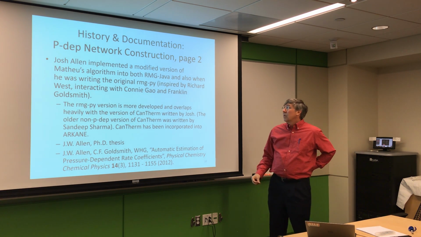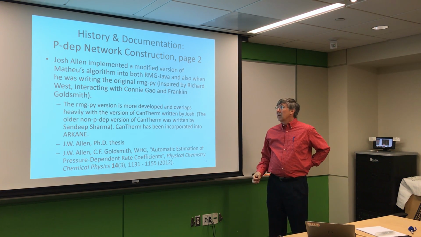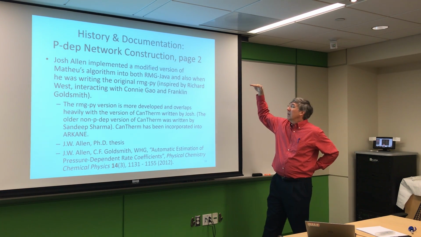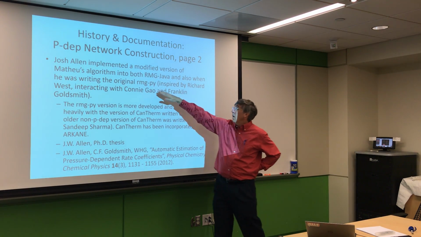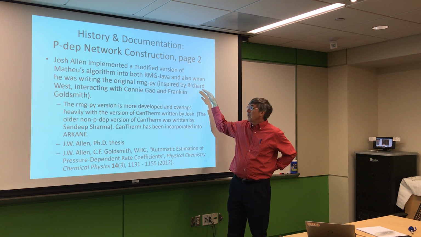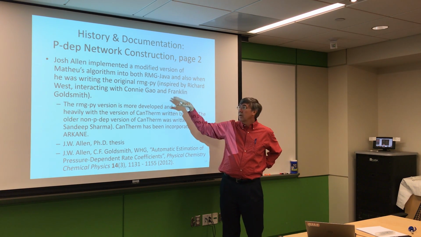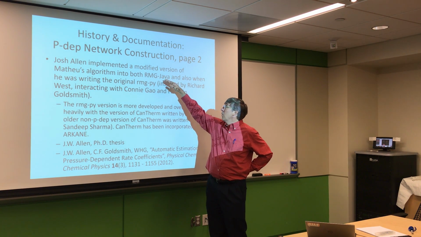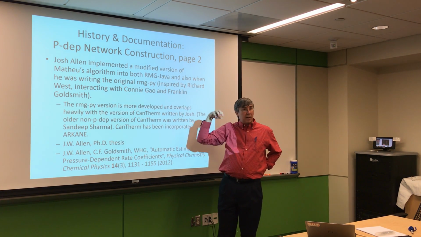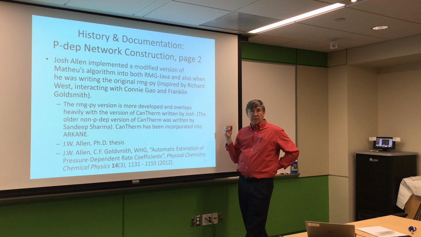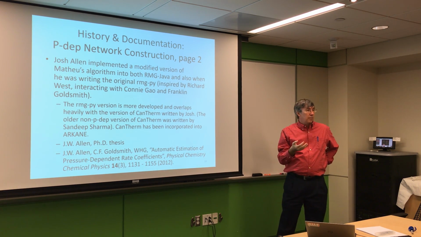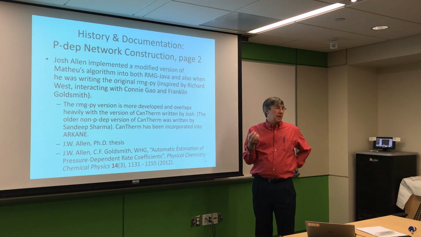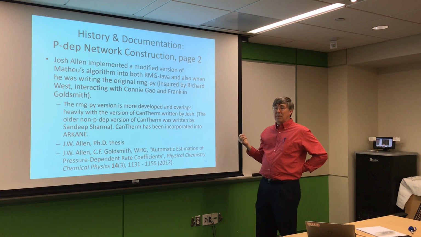Then maybe 8 years later, there was a student named Josh Allen, and he created RMG Py with inspiration from Richard West, with some good interactions with Connie and Franklin, and it was basically a rewrite of RMG Java. At the same time he also added all the PDEP stuff, which he recoded himself since he couldn't use XMG PDEP because of the copyright problem.